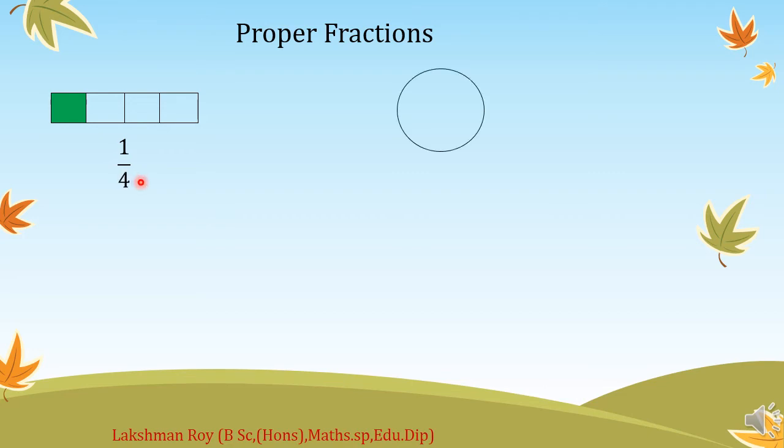Let's see another one. Whole picture, whole one, divide into 8 parts, colored 1, 2, 3 parts. How to represent this colored part as a fraction? That is divide into 8 parts, colored 3 parts, so 3/8, right?